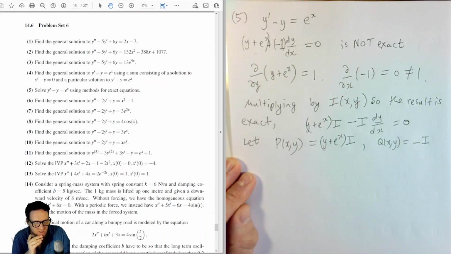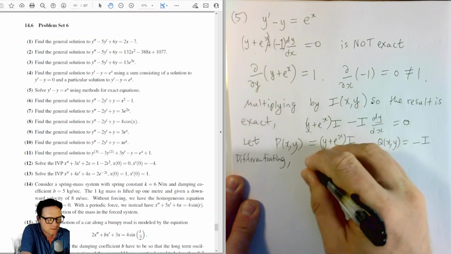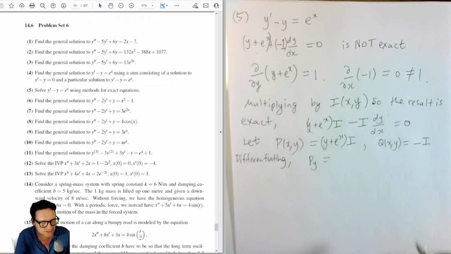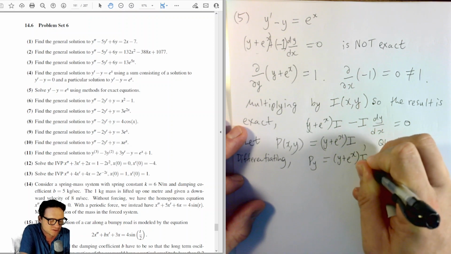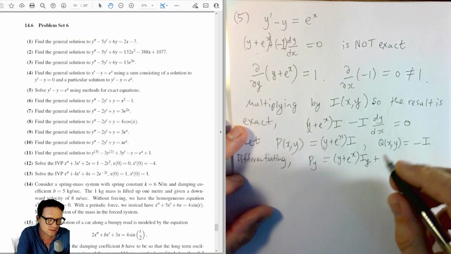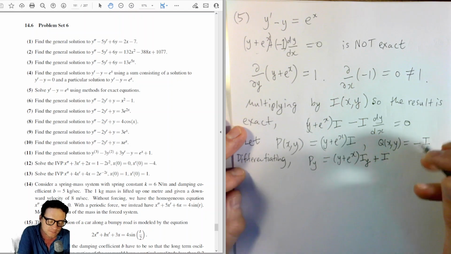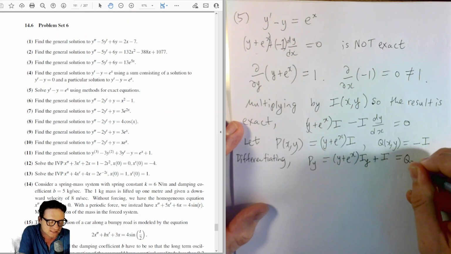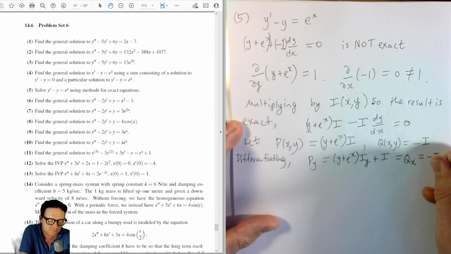All right, and so now, since we're assuming this is exact, let's differentiate p with respect to y. So p subscript y, for the partial derivative of p with respect to y, is equal to, now we need to use the product rule on this. So what we have then is y plus e to the x times I subscript y, and then plus the other way around. And so I have I times the partial derivative of y plus e to the x with respect to y, and so we just get 1 for that. And so we have I times 1, and so we'll leave that as I. Now, this is meant to be equal to q subscript x, given that we have assumed that this is exact now. And so this is equal to minus I subscript x.